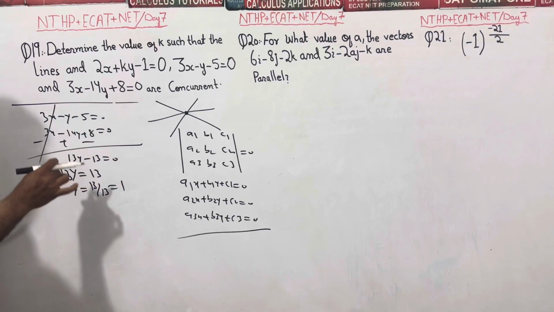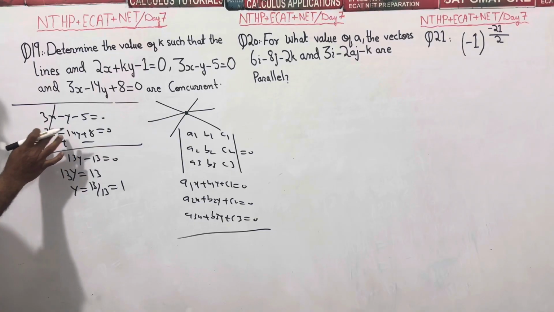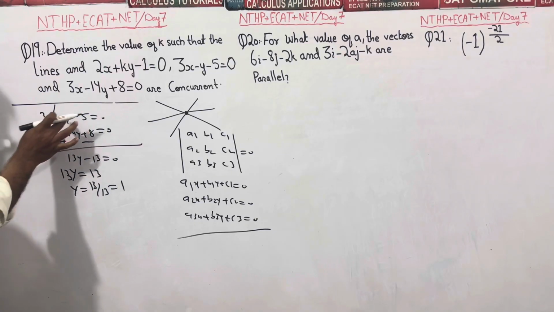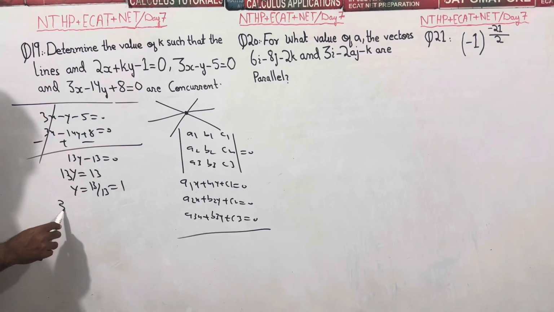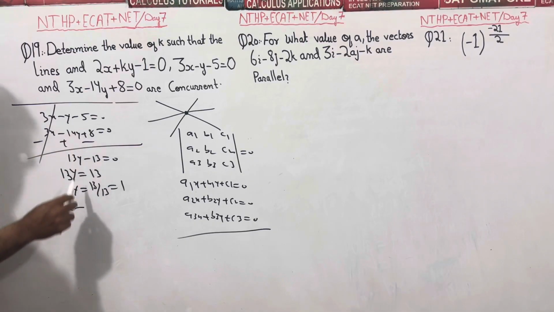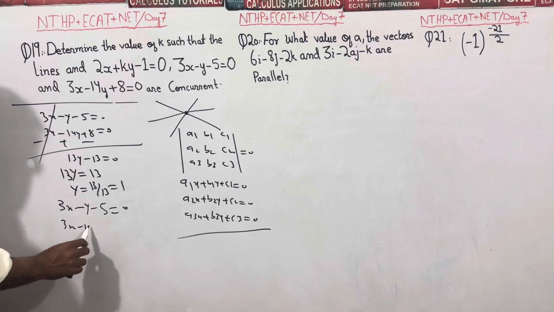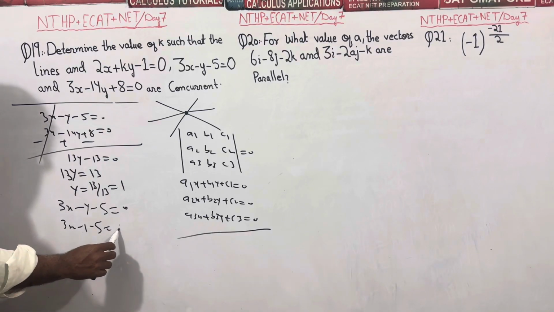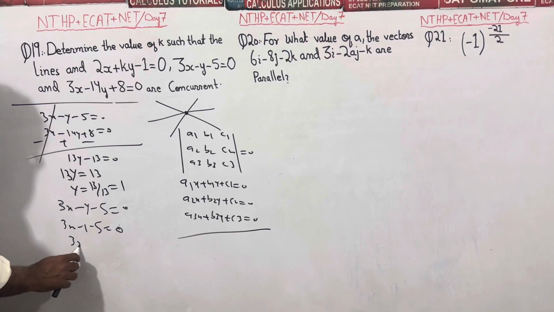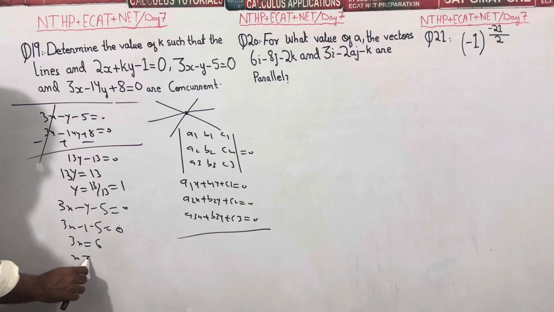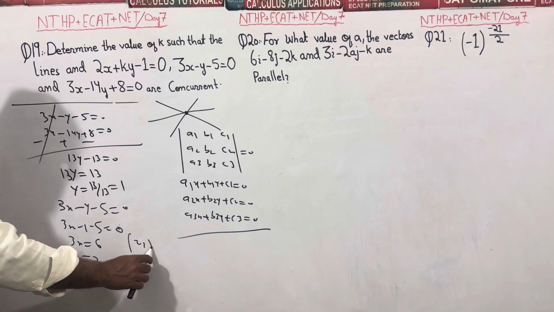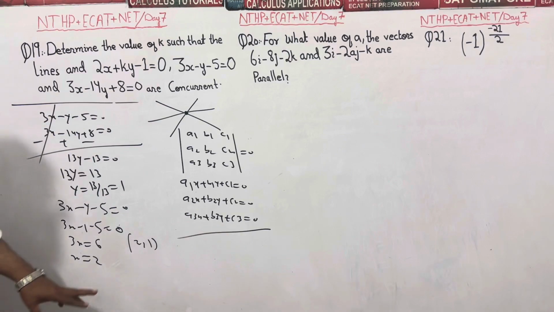Put it in any equation, the simple one: 3x minus y minus 5 equals 0. Put y equal to 1, so 3x minus 1 minus 5 equals 0. Minus 6, shift to the right-hand side, 6. So x is equal to 2, and we have the point of concurrency (2, 1), but we are not interested in that.